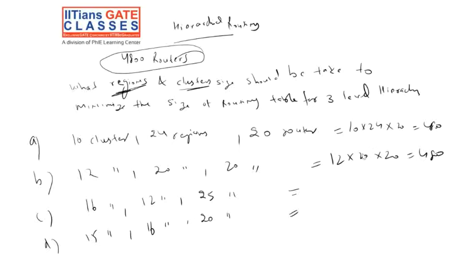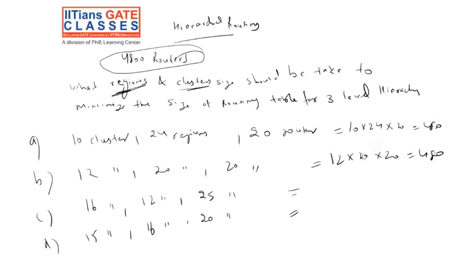Yes, in terms of entries. Minimum size of routing table is in terms of entry. But the key point is, this is a 3-level hierarchy. Hierarchy is a key point, right? So how will you keep this one? Which is the best combination to get the minimum number of entries? This one, from the perspective of minimum number of entries.